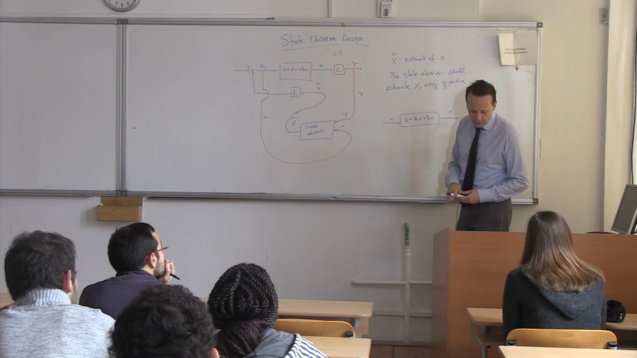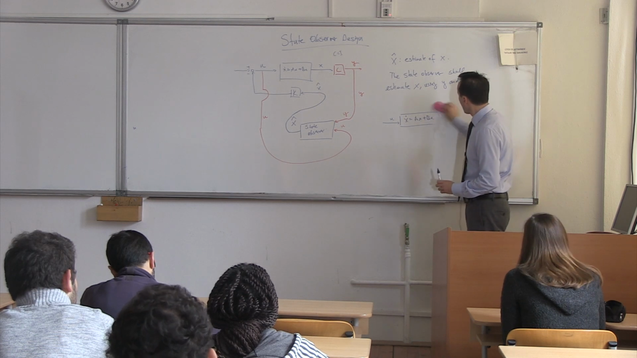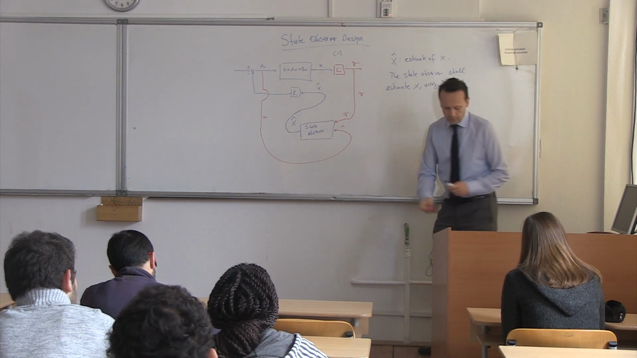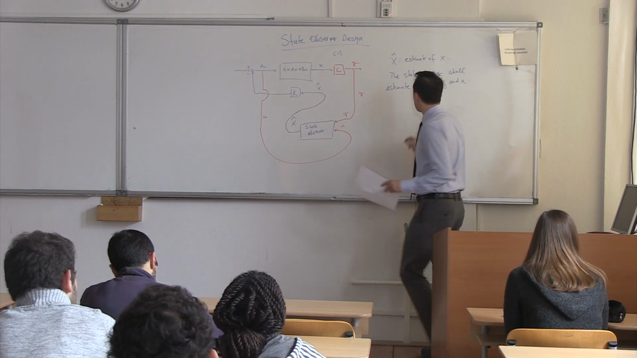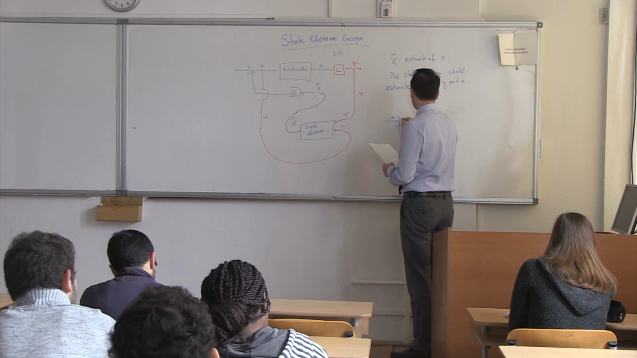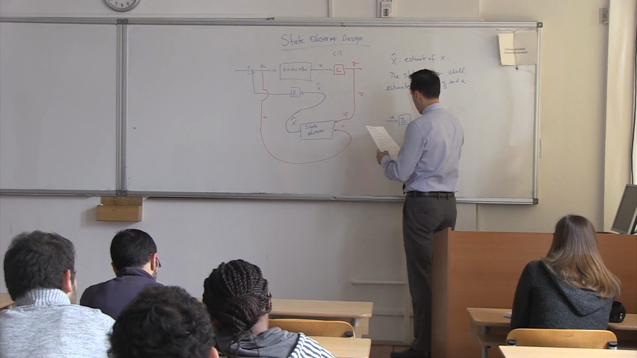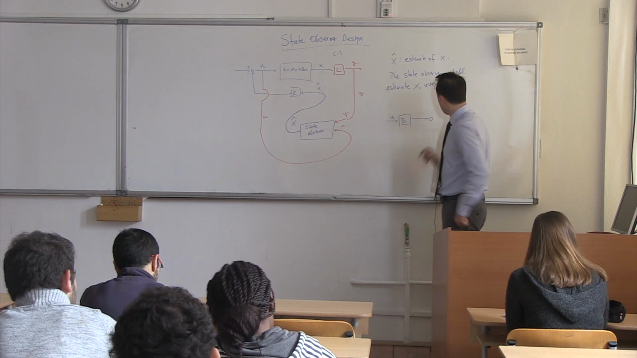So instead of this, we do the following. A typical state observer would look like this. We would take in U, and put in the B matrix. Actually, I don't need this.